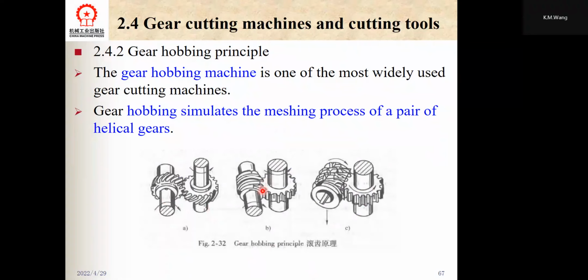And after gashing and relieving the flank on the worm, as shown in this picture, the worm becomes a hob, as shown in this picture from this direction. This is the gear hobbing principle.